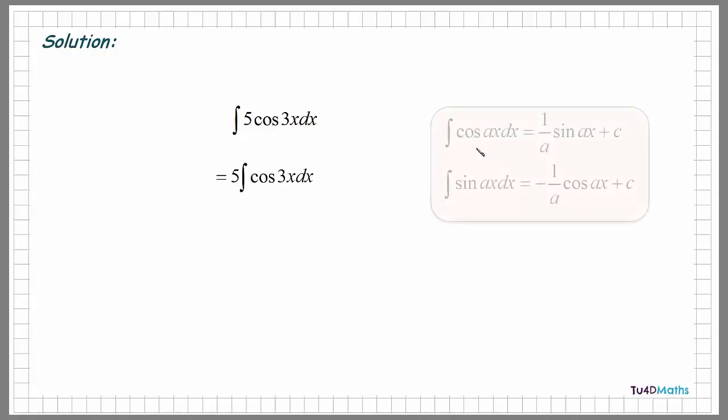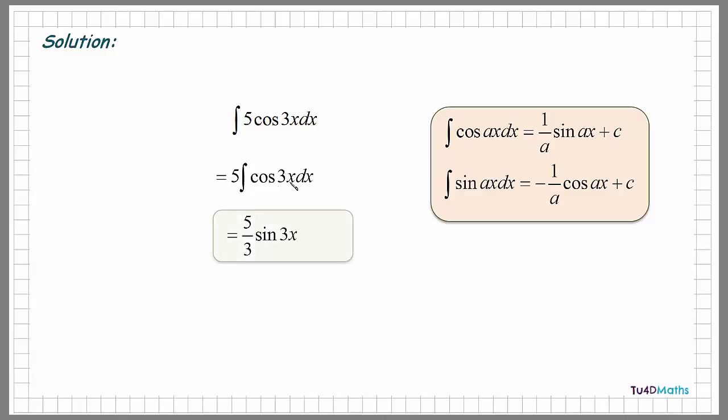In this example, we're asked to integrate 5 times cos 3x. So we're asked to integrate 5 times cos of 3x with respect to x. Now in this case we can take the 5 outside the integration sign to give the following. And if you remember, when we integrate cos of ax with respect to x, we get 1 over a times sine of ax plus c. So applying the rule in this case, a is 3, so we get 5 over 3 sine of 3x plus a constant.